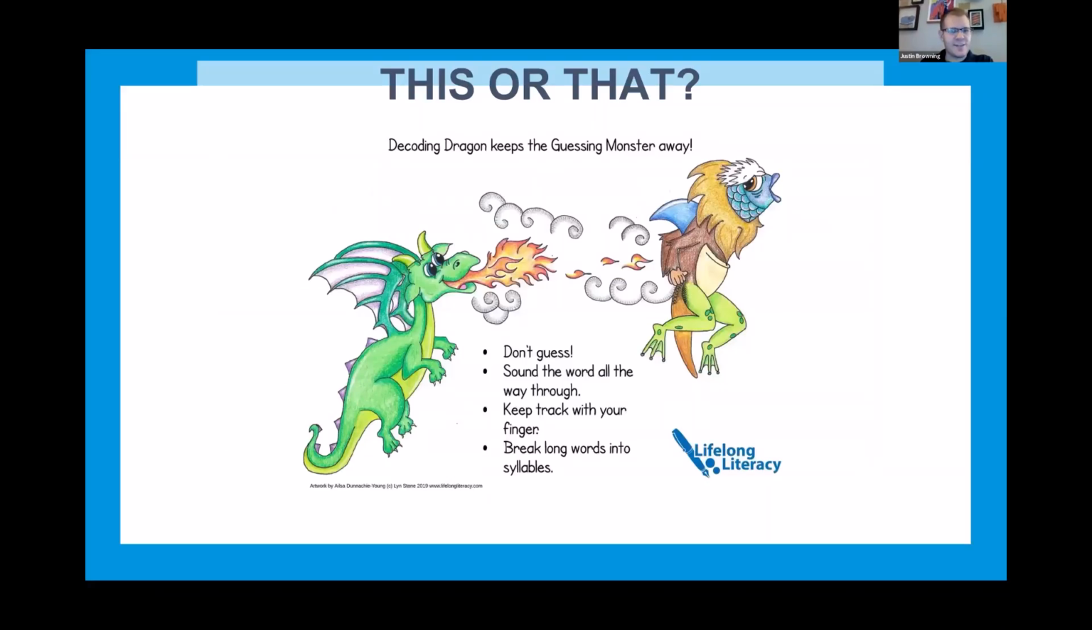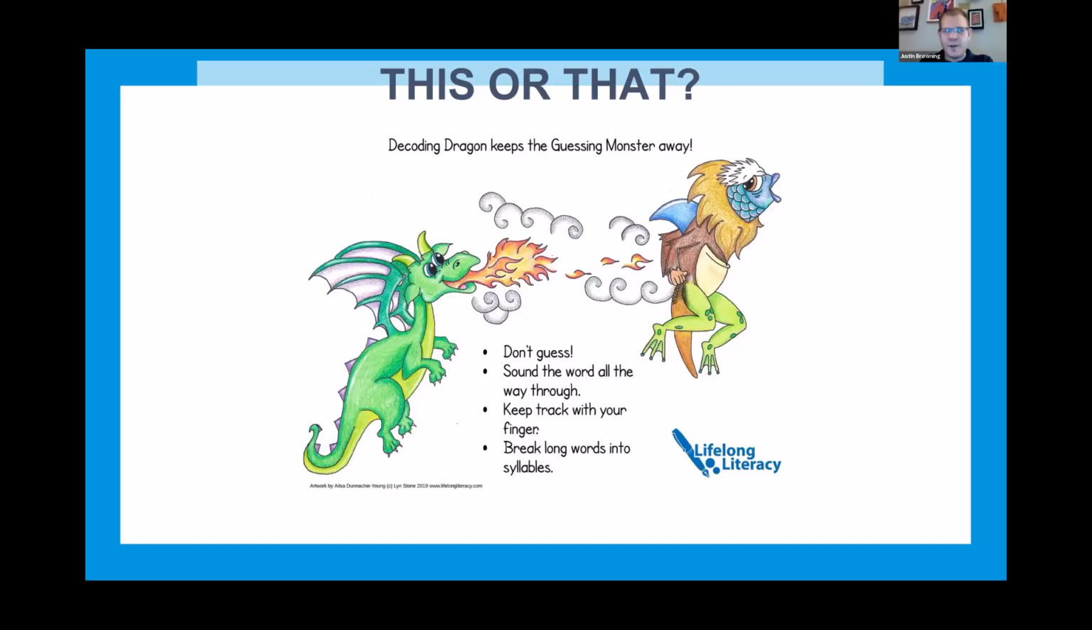I like this right here. So we're getting rid of guessing monster, and instead of guessing monster, we have decoding dragon, right? So if you're stuck on the animals, we've got you covered. This one's a wild one. He's decoding dragon. We want to teach our students not to guess. They're going to sound out the word all the way through, keep track with their fingers, and then when they get to bigger words, break those long words into syllables.